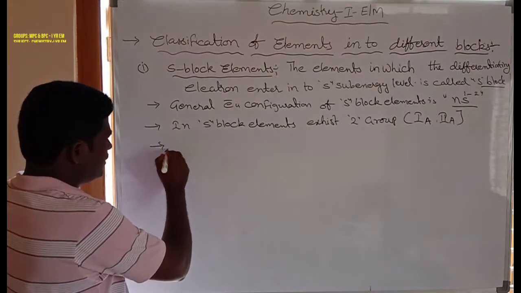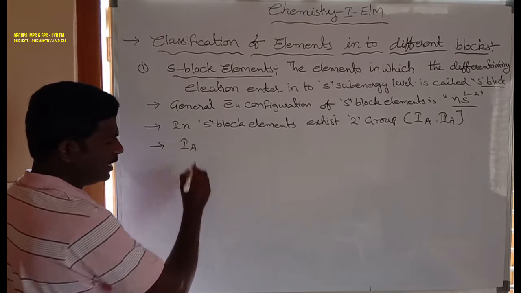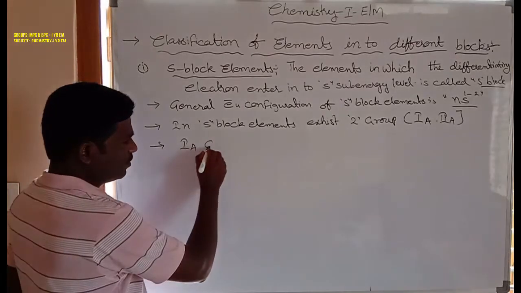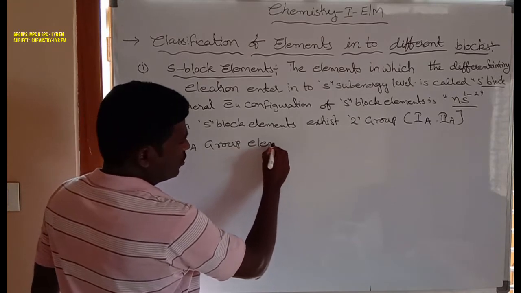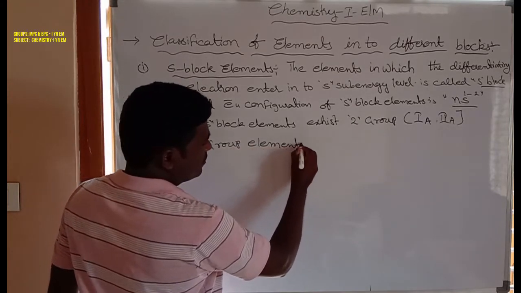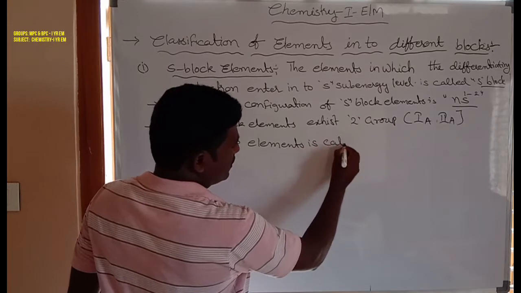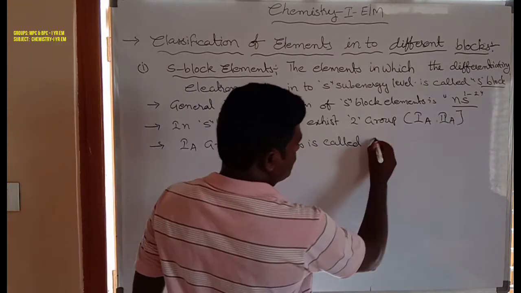The third point: the first A group elements. Here is the first A group. The first A group elements are called alkali metals.